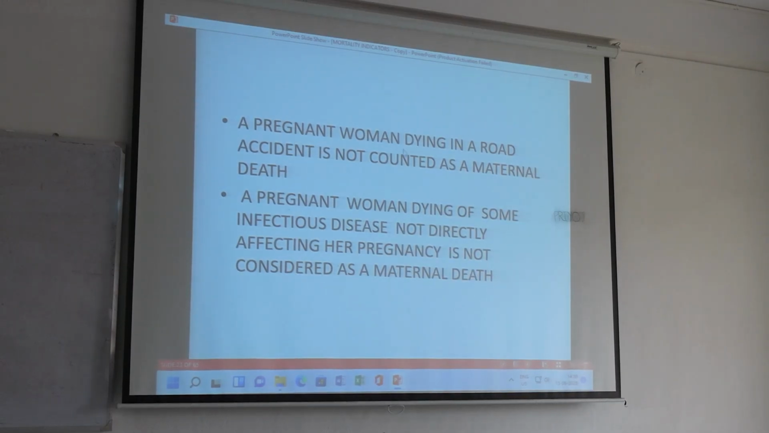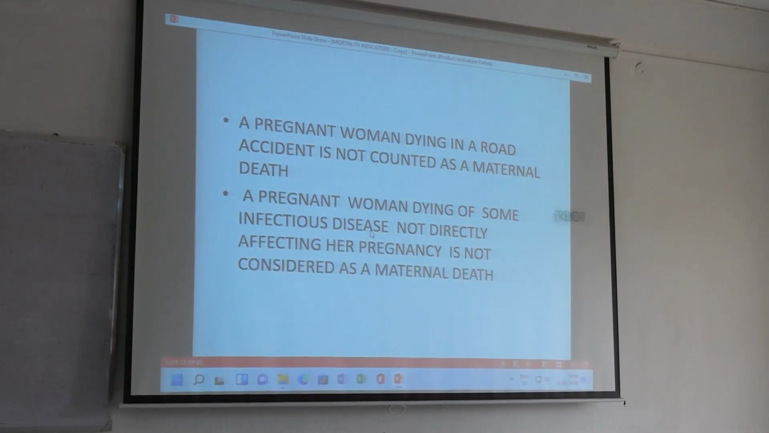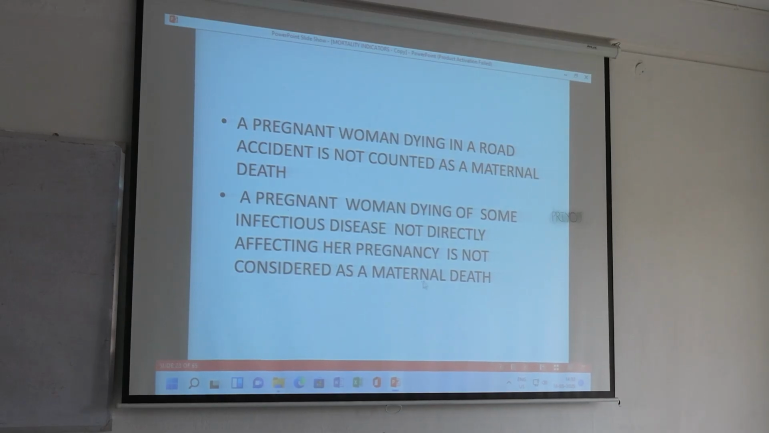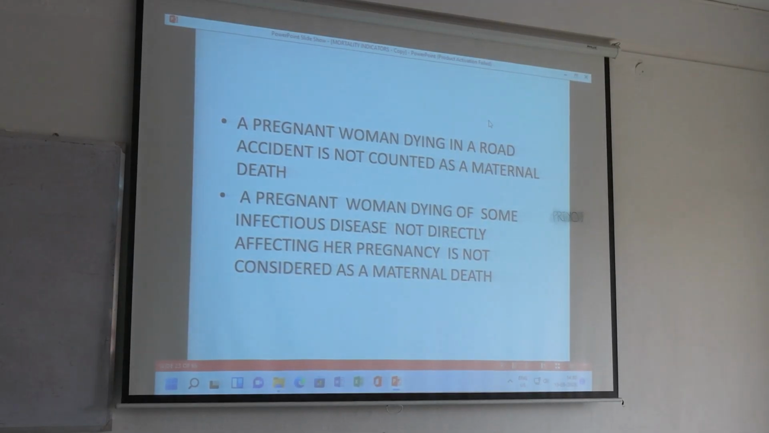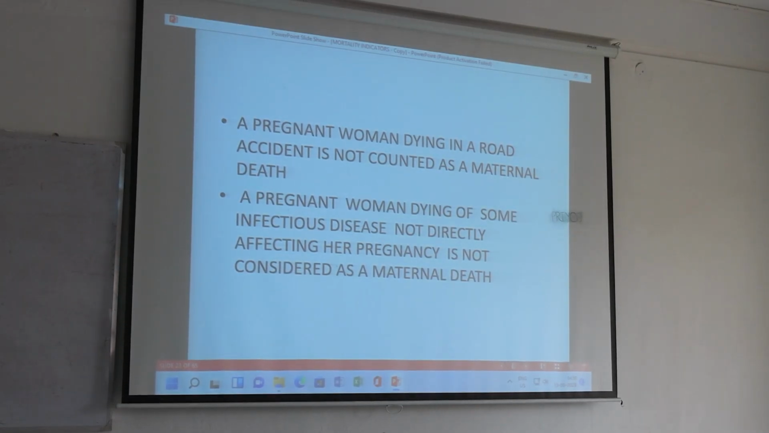A pregnant woman dying in a road accident is not considered a maternal death. A pregnant woman dying of some infectious disease not directly affecting the pregnancy is not considered a maternal death. Suppose she's got, say, chickenpox. It has not affected her pregnancy directly.